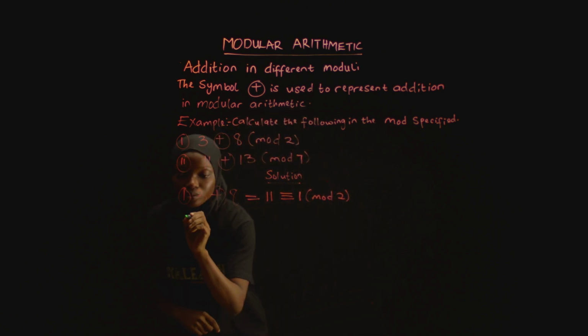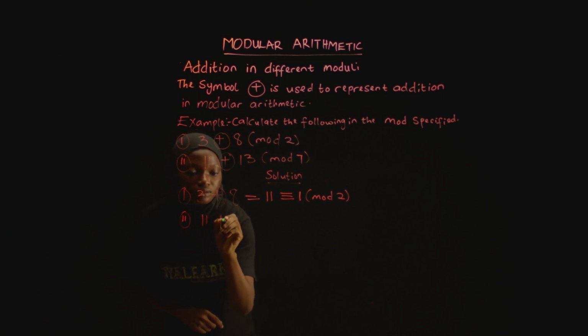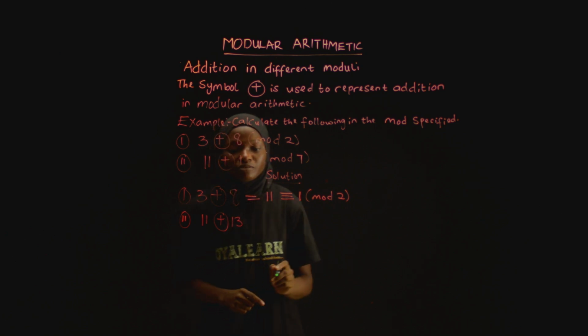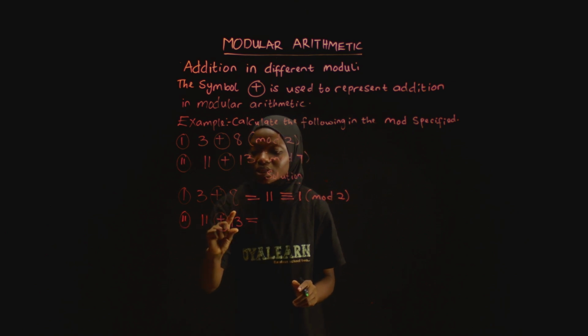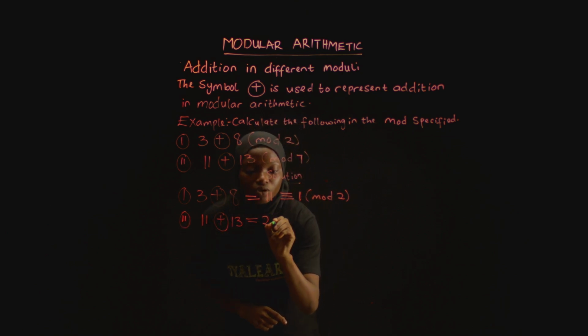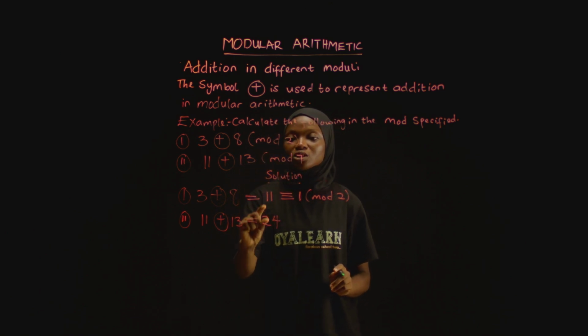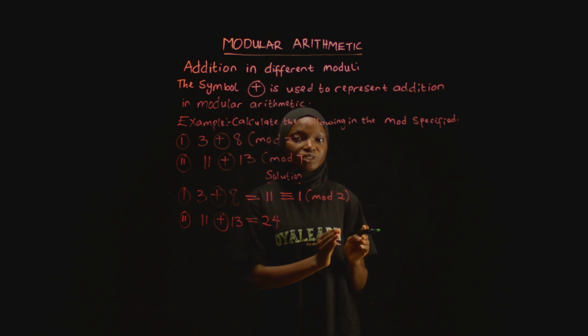The second example, we have 11 plus 13. The first thing, add the numbers together. 11 plus 13 gives us 24. Now we have to specify it in mode 7, but we can't have 24 in mode 7. We can only have digits 0 to 7 minus 1, which is 6.